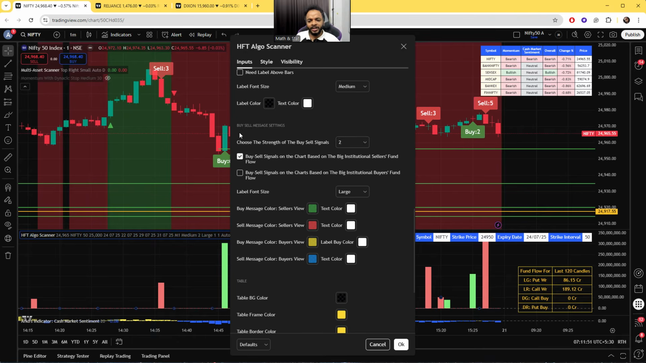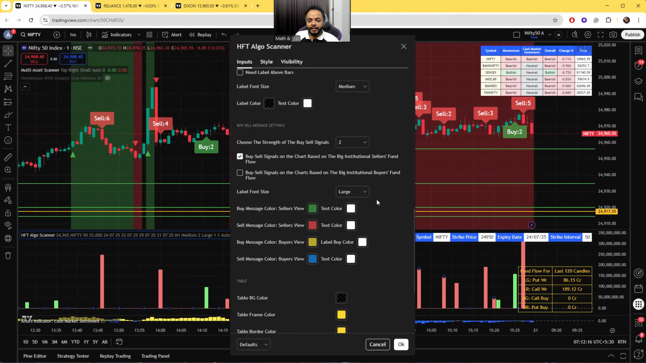Now coming down to the buy sell message settings, as I have already mentioned, you can select the strength, and on a 1 to 10 scale you can select the strength greater than or equal to the strength that you want for the buy and the sell signals. And why have I kept the strength? I already told you, it is to differentiate between the small sharks and the big sharks.